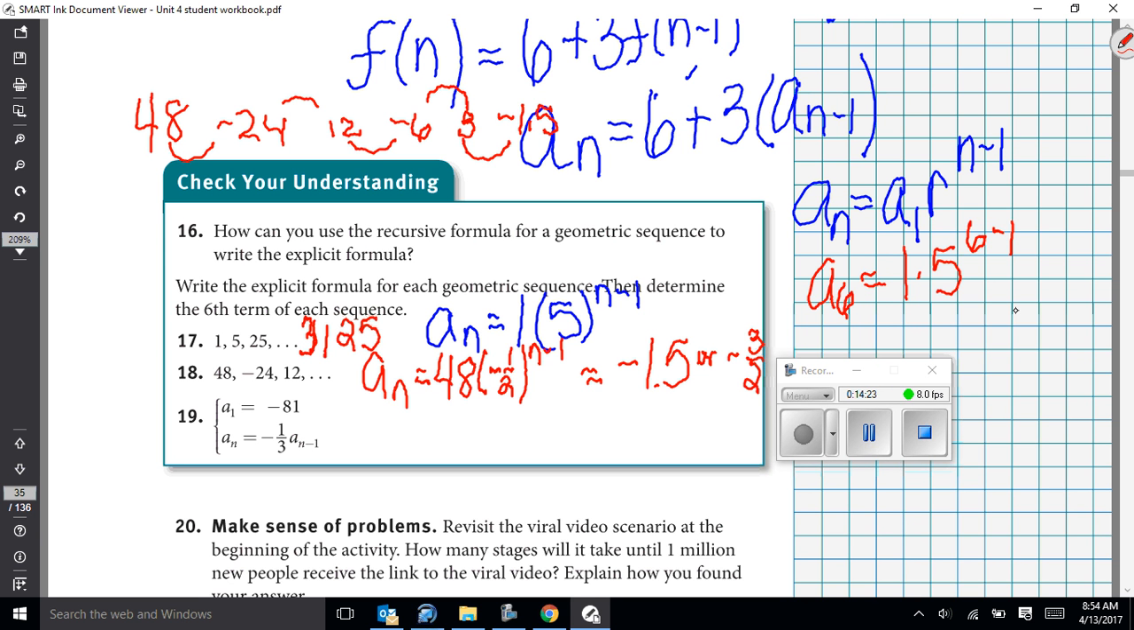So in for n, we're putting 6, so we'll have 6 minus 1. Alright, so we all got that.